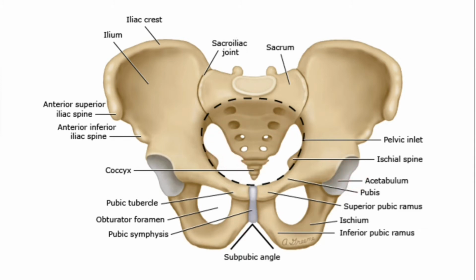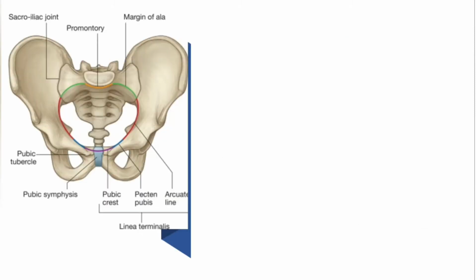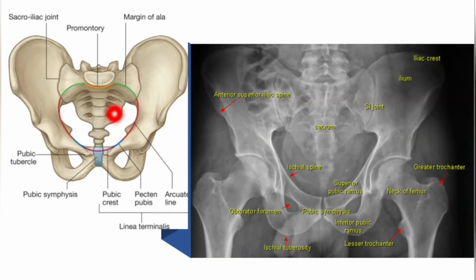About the pelvic inlet I will tell you later, just stay tuned, right? So for now you can see the pelvic inlet. It's formed by the promontory here, the margin of the ala, and then this line is called the arcuate line. The next one in blue is called the pecten pubis, and lastly in purple is called the pubic crest. This forms the linea terminalis, or the inlet of the pelvis, right? The pelvic inlet.